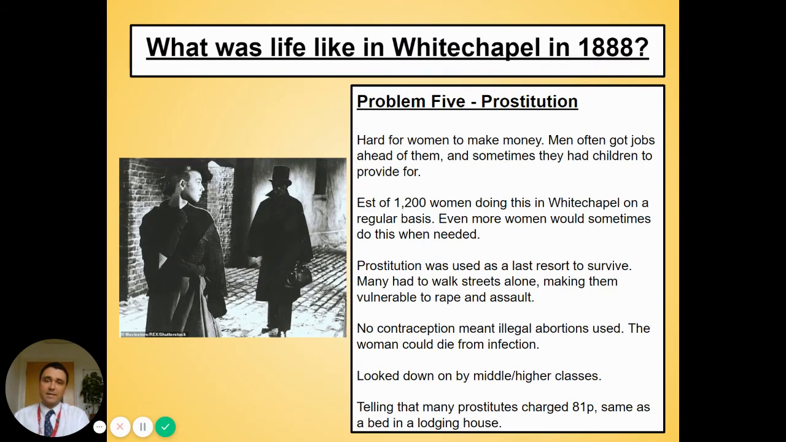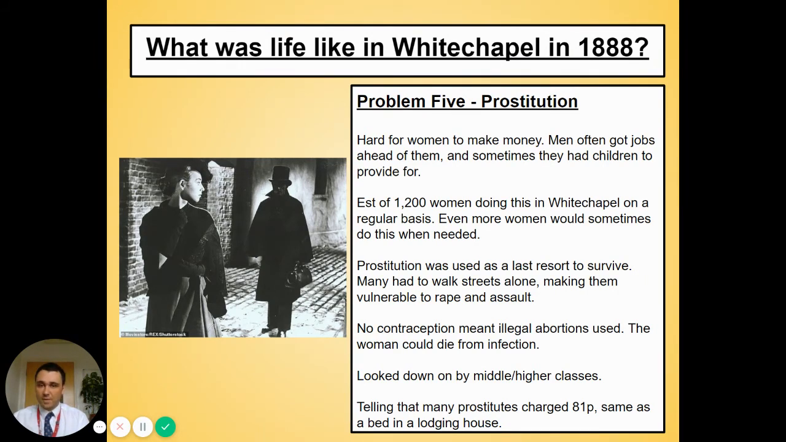Now, the police estimated at the time that there were 1,200 people doing this in Whitechapel on a regular basis. But actually, it was probably even more than that, because some women would do this when they needed to, just to get enough money to survive. I want to stress this, prostitution really was for these women a last resort to survive. Many of them had to walk the streets on their own, and this made them vulnerable to rape and assault. And when we see Jack the Ripper's 5 victims were prostitutes, we get the idea here of the problems that they faced.